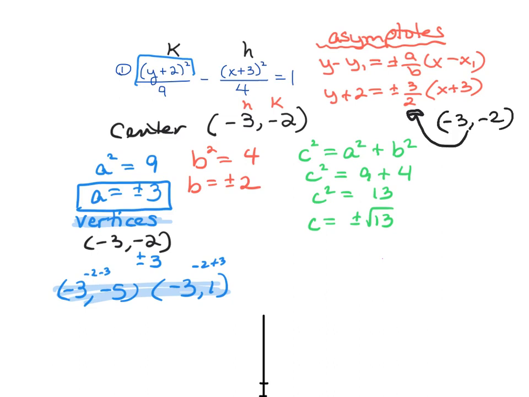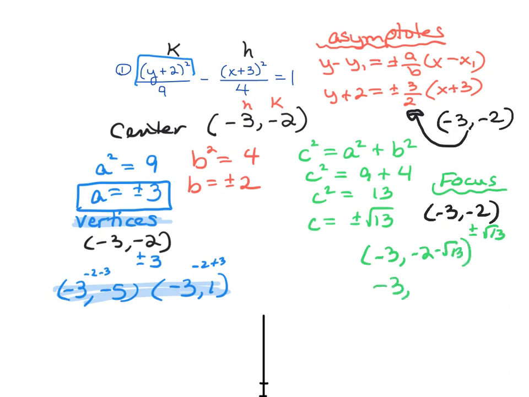Let me go ahead and finish calculating my focus points, and then I'm going to put all of this on the graph. So again, my focus points use the center, and I'm going to be adding and subtracting the square root of 13 to the same variable I saw first, which was y. So my focus points are going to occur at -3, comma, -2 minus the square root of 13, and -3, comma, -2 plus the square root of 13. So these are my two focus points.